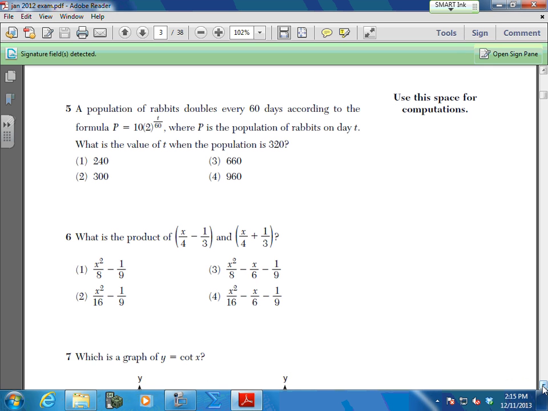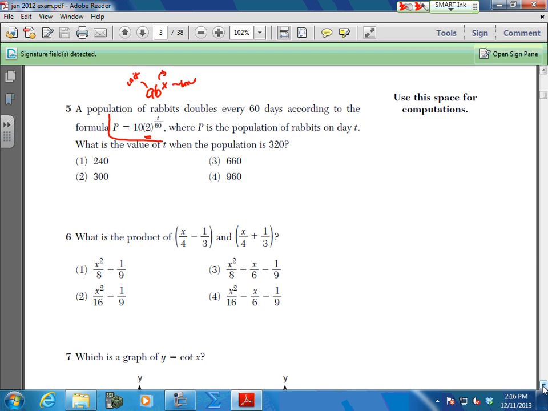And number 5, they give you a scenario about rabbits doubling. The doubling is this 2 right here. This is AB to the X. The B is where it's doubling, halving, whatever it happens to be doing. The X is the time. The A is what you initially start at.